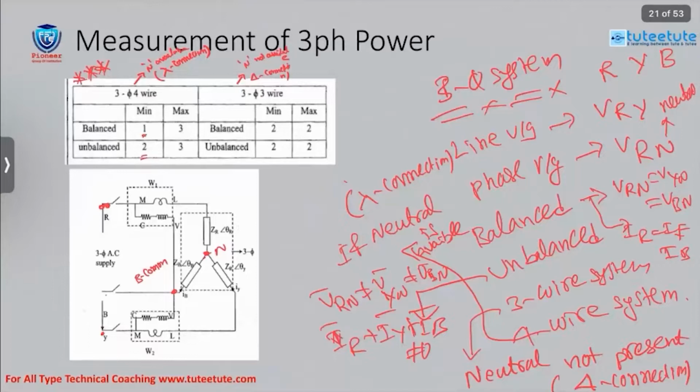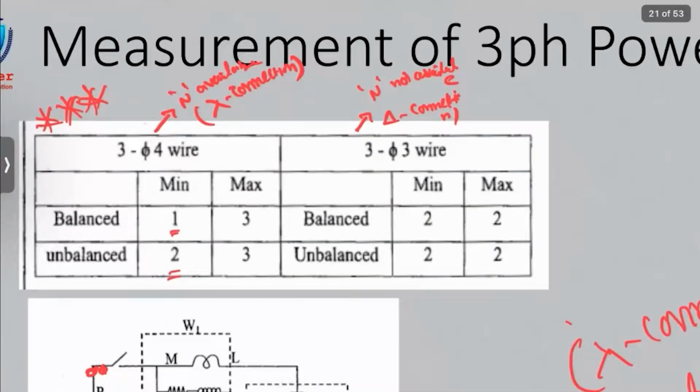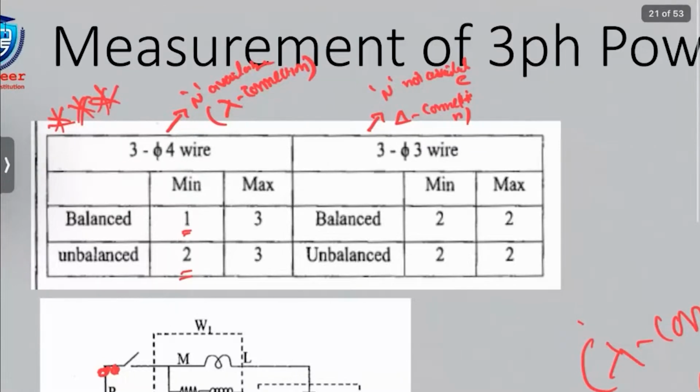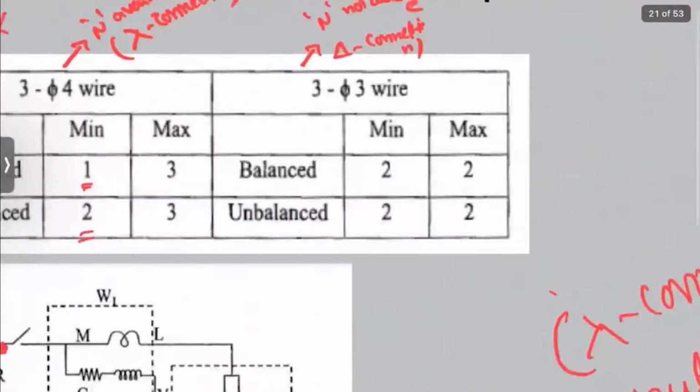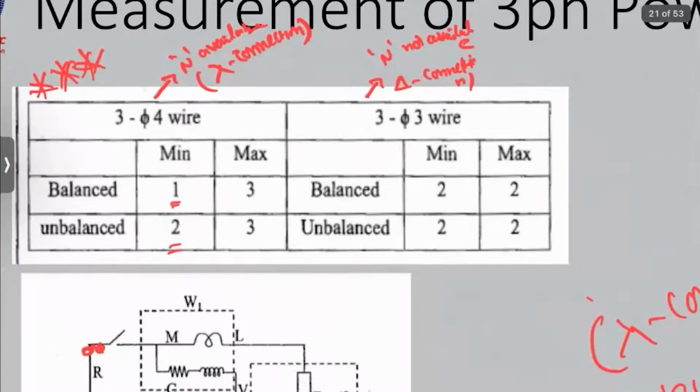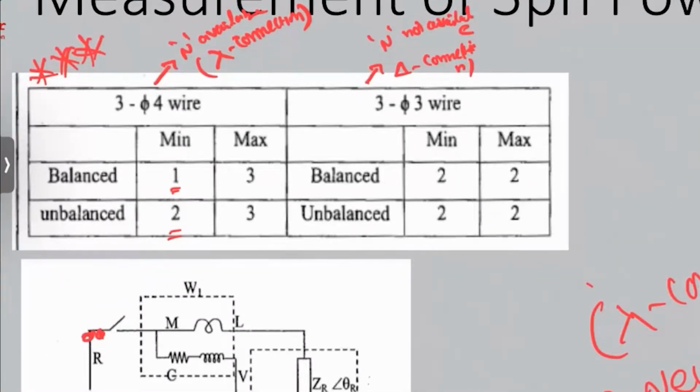Okay, sir. Some important formulas are there, sir. Just remember, these are very, very important from our exam point of view. There are 2 meters we are using. If you see the table here, in both the tables, either three-phase 4-wire system or three-phase 3-wire system, the minimum wattmeters required for the unbalanced condition is 2. For unbalanced condition, minimum wattmeters required are 2.